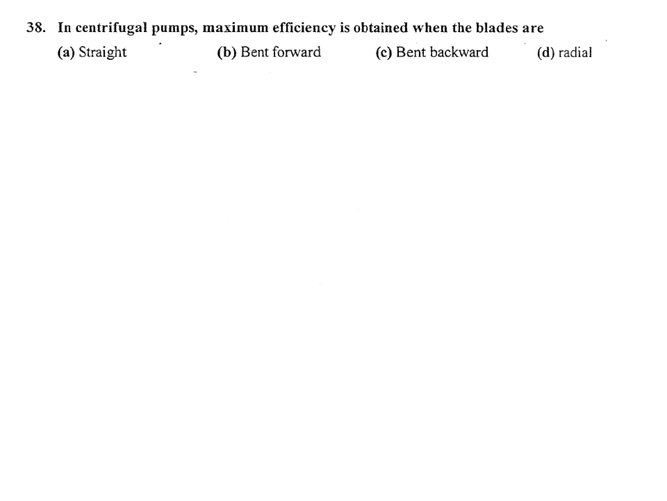In centrifugal pumps, maximum efficiency is obtained when blades are. This is also a very famous question, asked many times in ISRO. Bend backward is its answer for maximum efficiency.